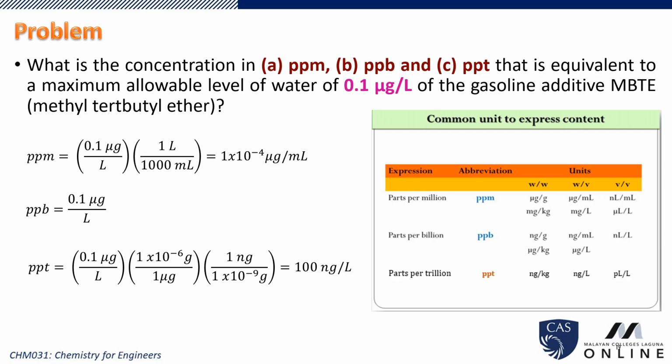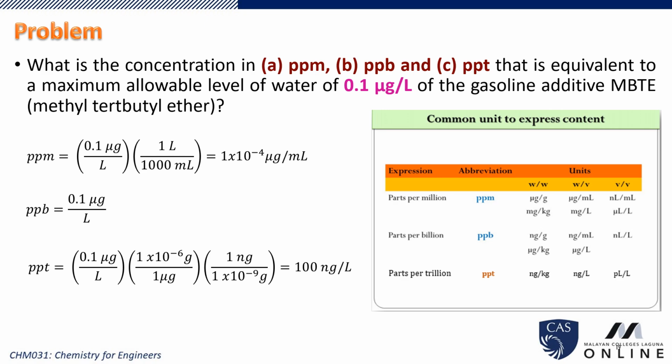To calculate the ppm counterpart of micrograms per liter, simply convert the liters into mL. That will yield 1 times 10 to the negative 4 micrograms per mL, which is equivalent to ppm. For parts per billion, 0.1 micrograms per liter also represents ppb.